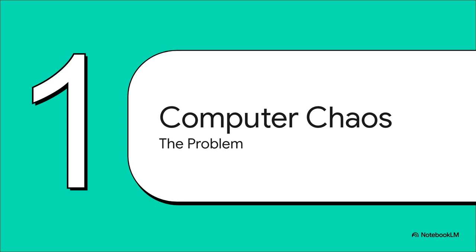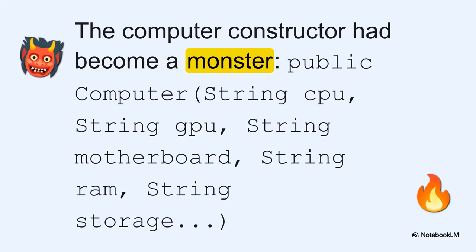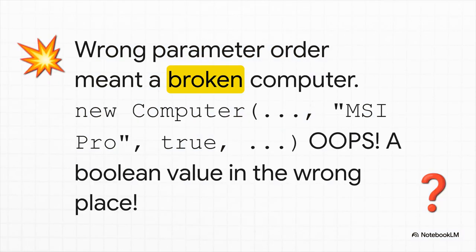Okay, so Sofia's problem wasn't with building computers in the real world, it was with building them in her software. The way she was creating these digital computer objects was getting completely and utterly out of control. This is what Sofia was dealing with every single day. In the programming world, we have a name for this: Constructor hell. Just look at that single line of code. It's an absolute monster, a long, unforgiving list of parts, where every single thing has to be in the exact right order. And with code like this, mistakes weren't just possible, they were catastrophic.